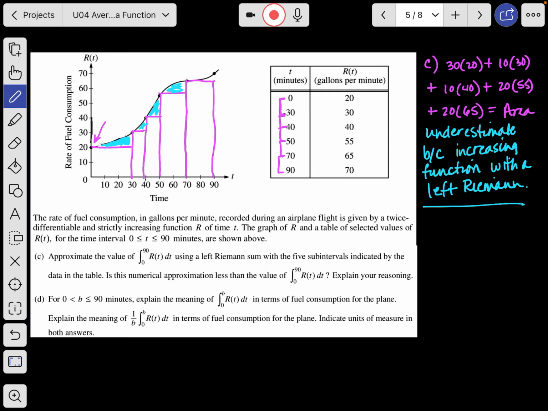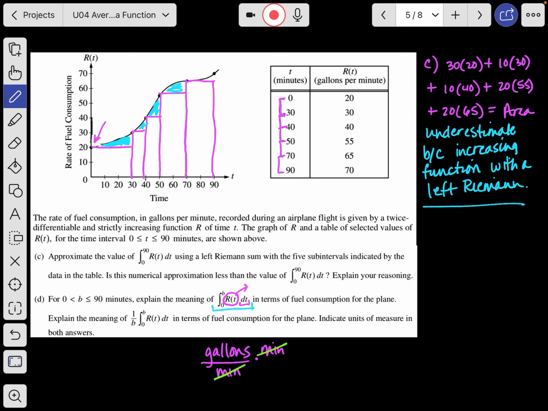And then for part D, between 0 and 90, explain the meaning of this integral in terms of fuel consumption for the plane. So now let's think about what each of these represent. R of t, that is gallons per minute. Oh, you know what? I'm not going to put it right there. I'm going to put it down here. Gallons per minute. And dt, that is minutes. So when we were multiplying these together, our minutes are going to cancel. That unit cancels, and we're left with just gallons.